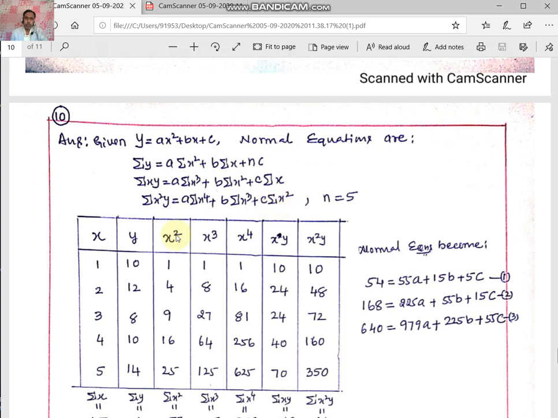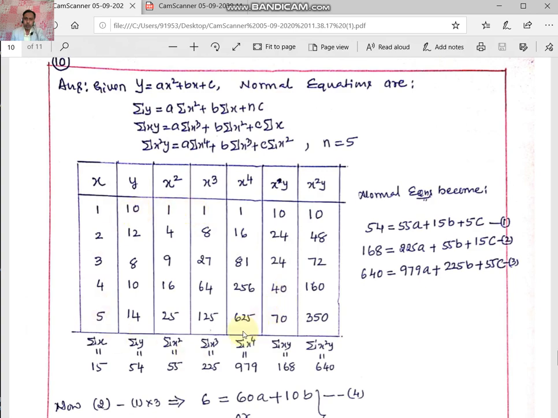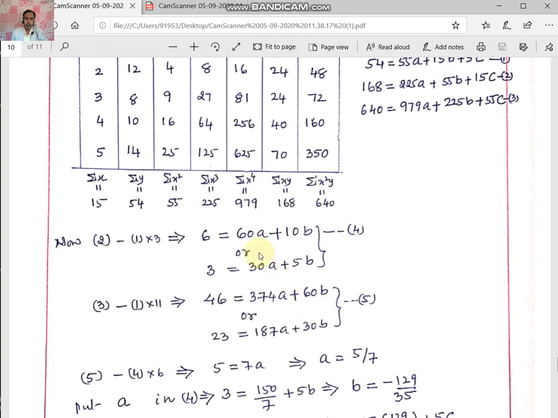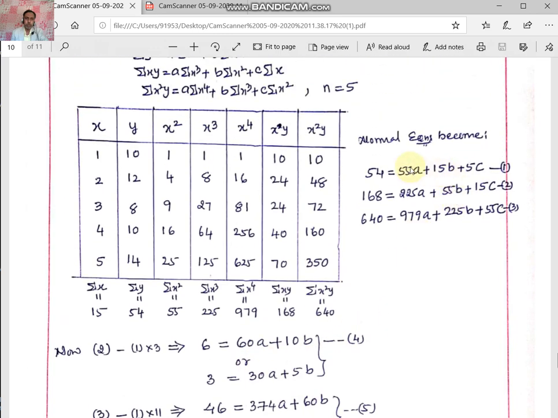Then accordingly, let us formulate a table for the given x values and y values, square of x, cube of x, x to the power 4, and then xy product, x square y product. So obtain all values and then summing, you will get all sum values. Substitute into the normal equations here. These are the normal equations.